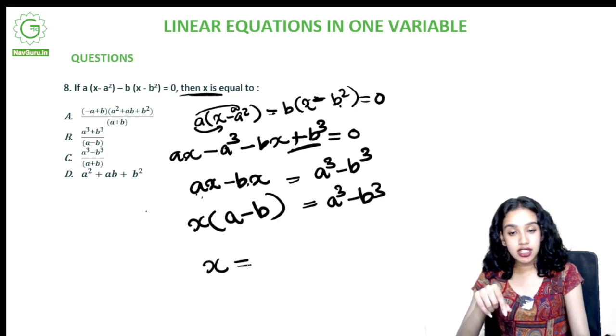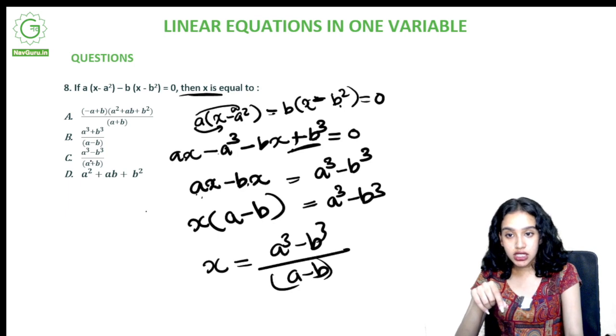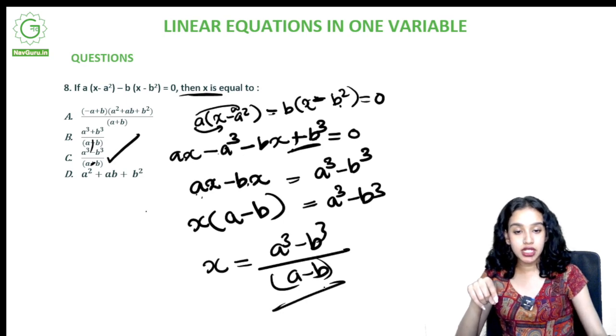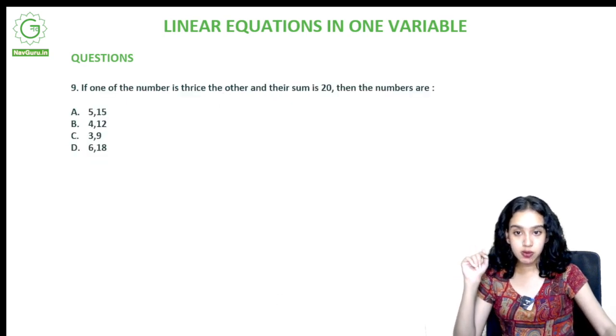So what is x here? X is equal to a cube minus b cube divided by a minus b. This is actually supposed to be minus and this is supposed to be plus. So the answer is a cube minus b cube divided by a minus b.